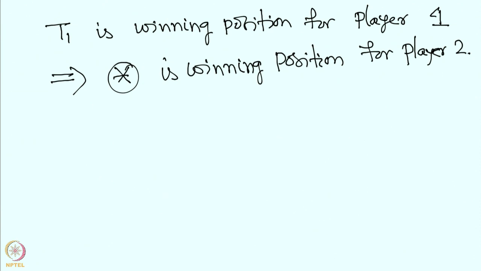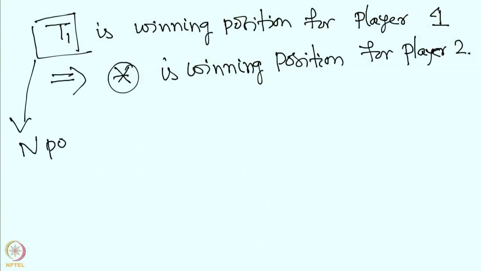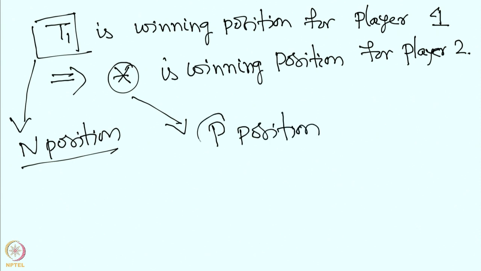It is quite obvious to see this fact, because one point I would like to stress is that in all these games it is not important who the player is. The important point is who is the player to make a move. So if T1 is a winning position for player 1, the person who is going to make a move at position T1 is the winner. Recall the notation N: T1 is an N position, so star is going to be a P position.